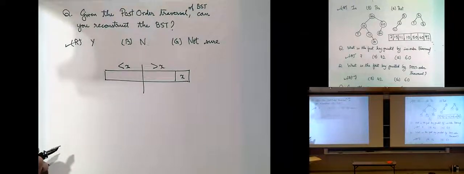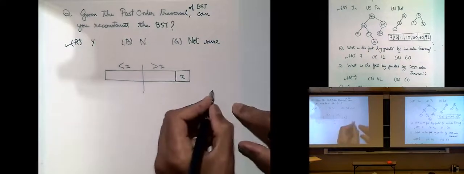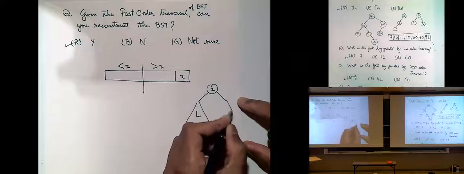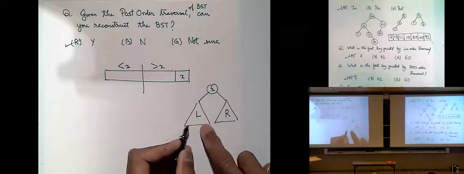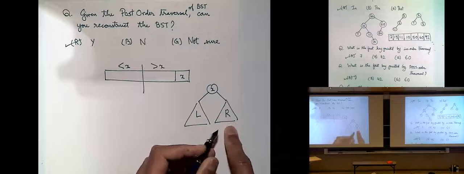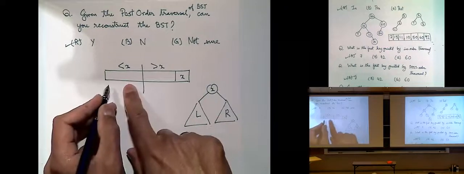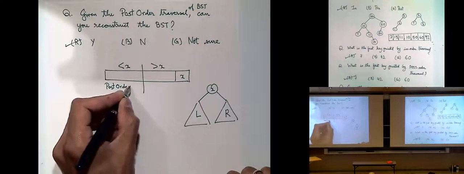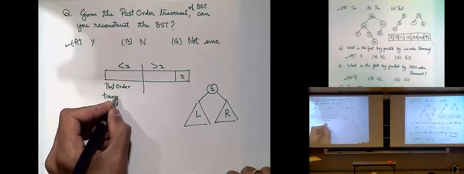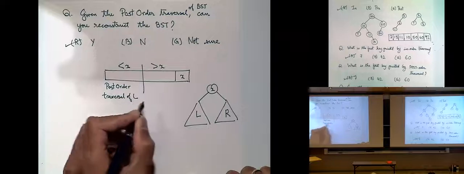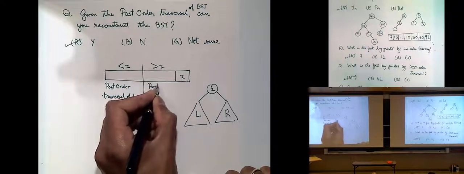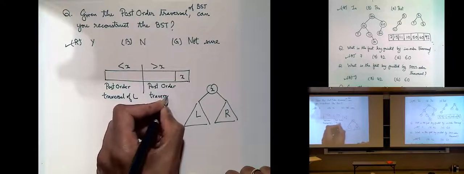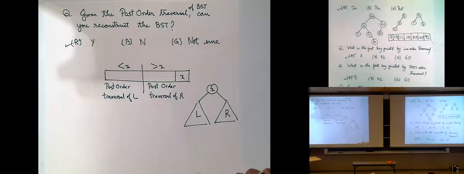Right? And so your tree is going to be x, and then something here that I call capital L, and something here that I call capital R. Capital L is the left subtree, capital R is the right subtree, and what you have here recursively is the postorder traversal of L, and here you have the postorder traversal of R.